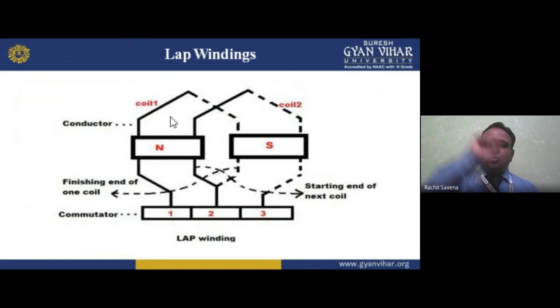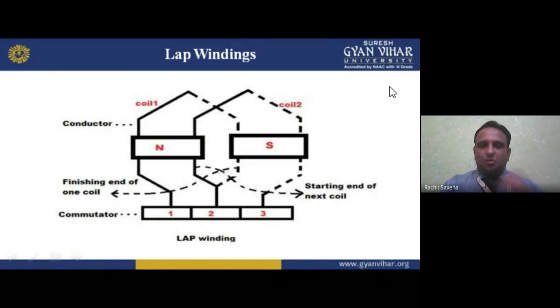If I am talking about one turn, see this, one turn. See in this also, one turn. It looks like this, one turn. So this is also behaving like a conductor. So one turn always consists of two conductors. One turn always consists of how many conductors? Two conductors. So in this we have a conductor, coil 1, coil 2, connected between the north and south pole.